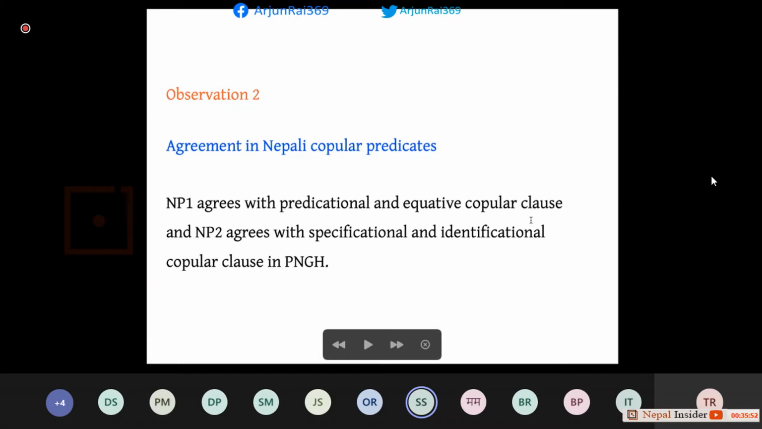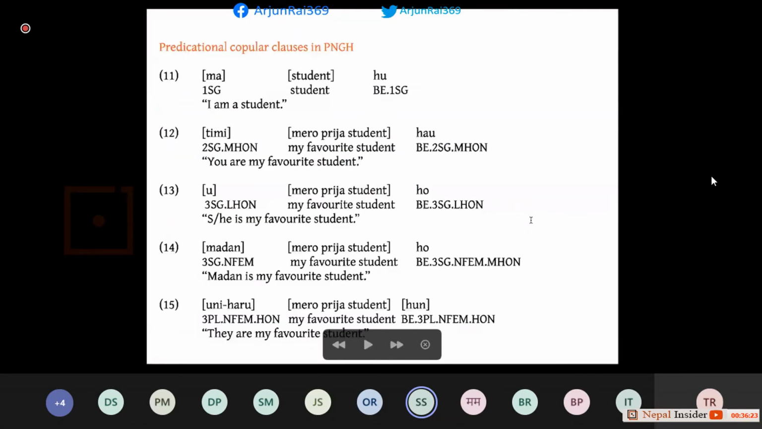So in a sense, if you look at predicative verbs, then we do have subject-verb agreement. But if you look at the copular predicates, then we find that there is agreement with NP1 as well as with NP2. So what we call one is canonical agreement and the other is inverse copular agreement, respectively.